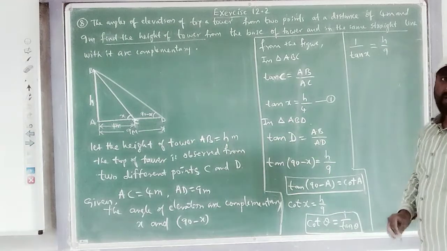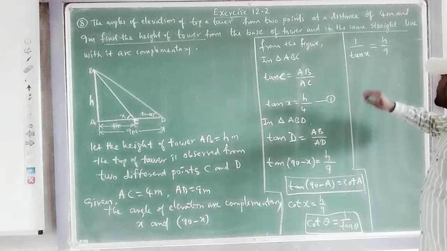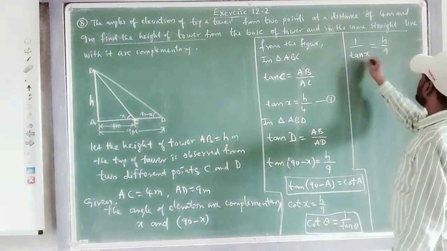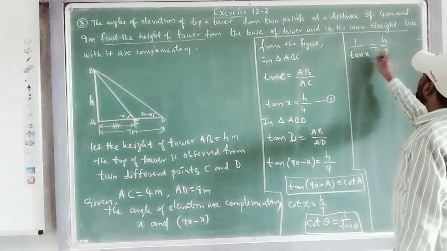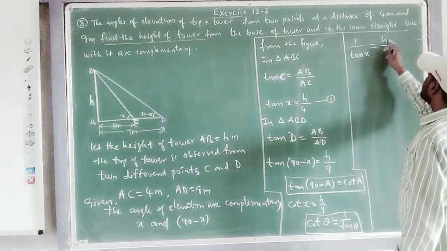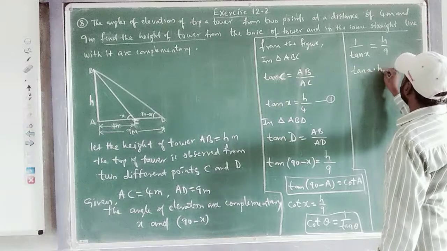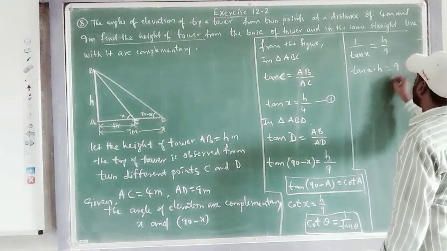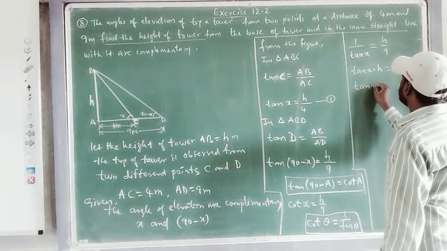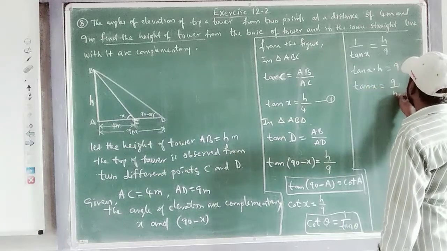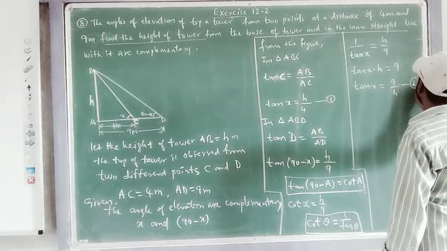Now by doing the cross multiplication, we get tan x into h is equal to 9 into 1, which is 9. Now tan x is equal to 9 by h. I am writing this as equation 2.